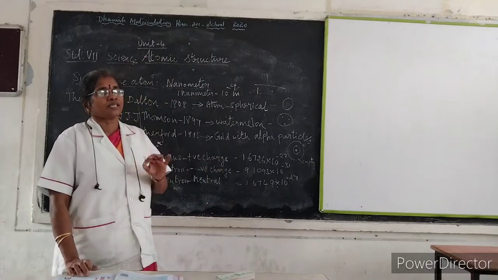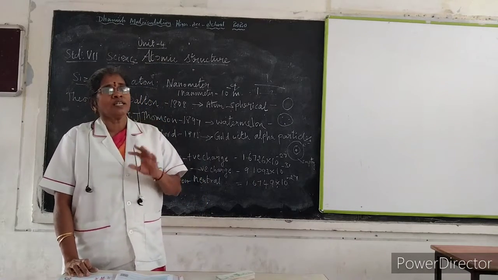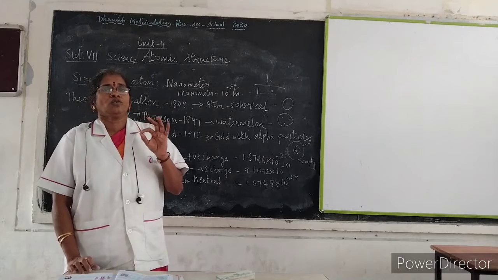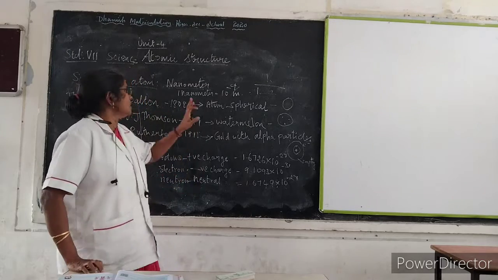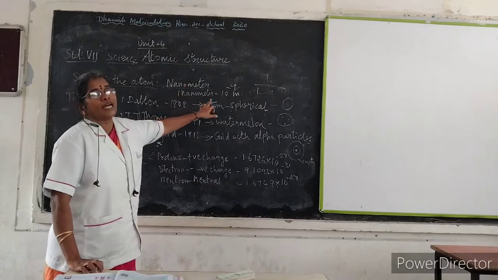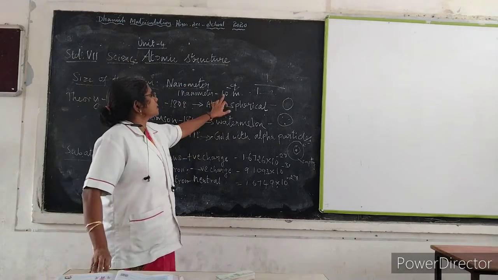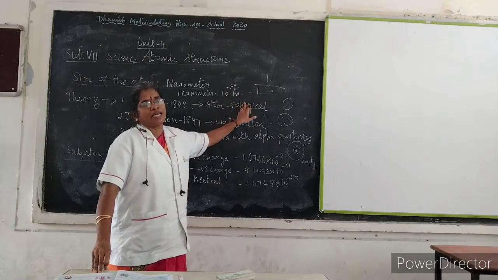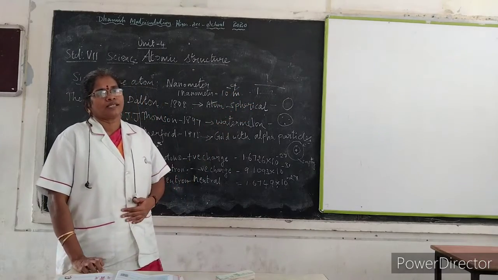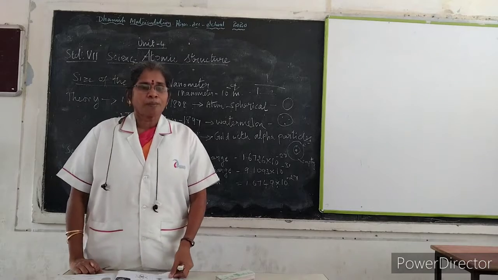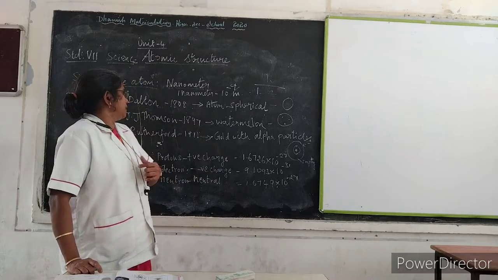The size of the atom is very small. The unit used to measure the size of the atom is nanometer. So 1 nanometer is equal to 10 to the power of minus 9 meter.